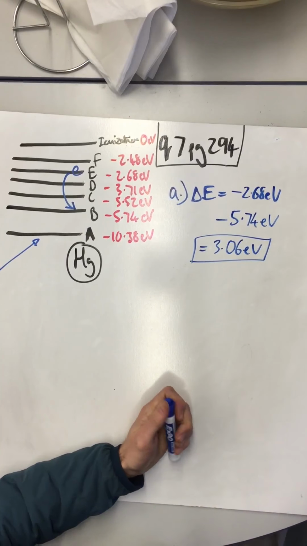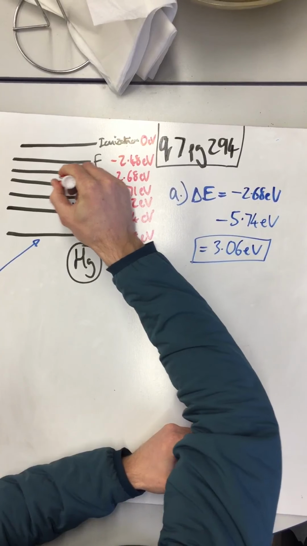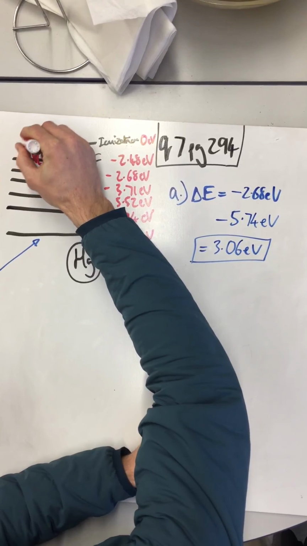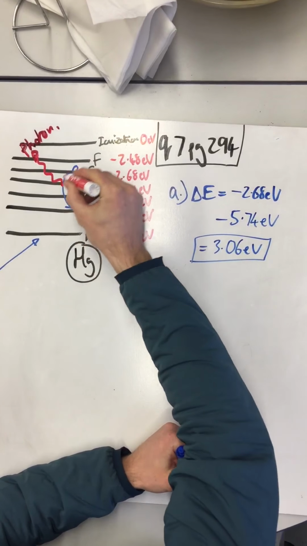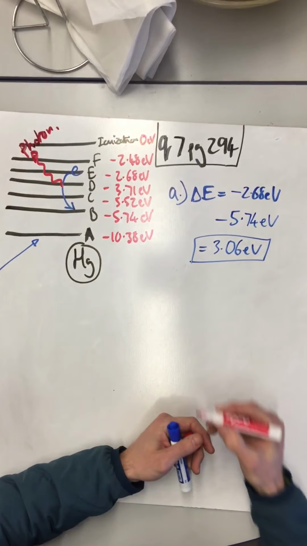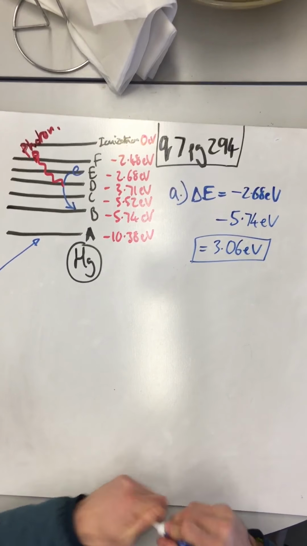If we want to visualize what that looks like, hopefully it's clear. Once this drops down, there's your photon. That's your photon coming off of here, and it will be equivalent to the energy drop, which is what we just calculated. Okay, pretty straightforward.